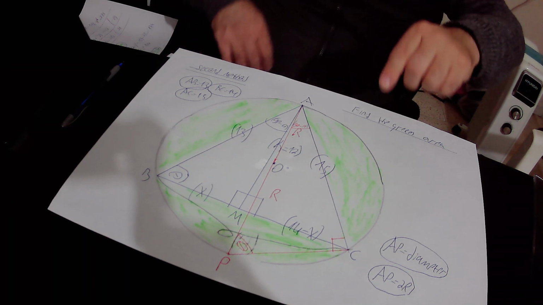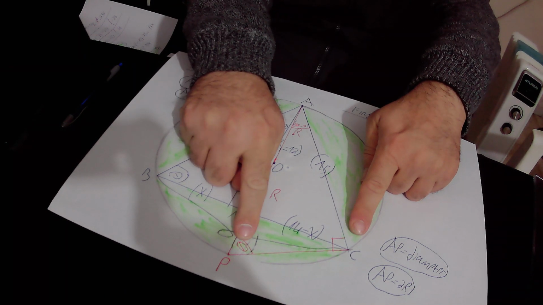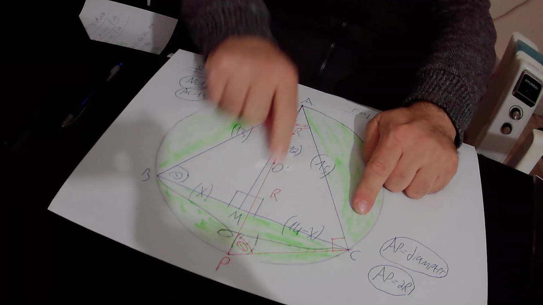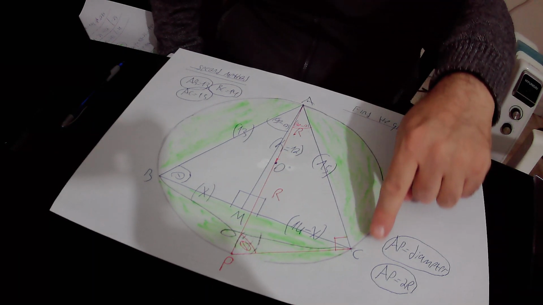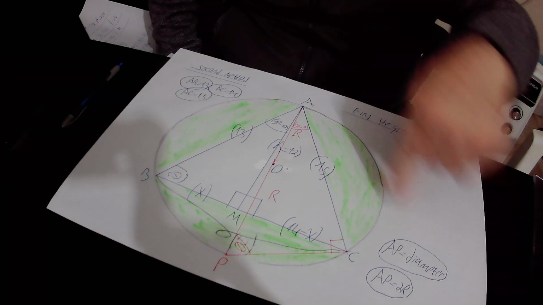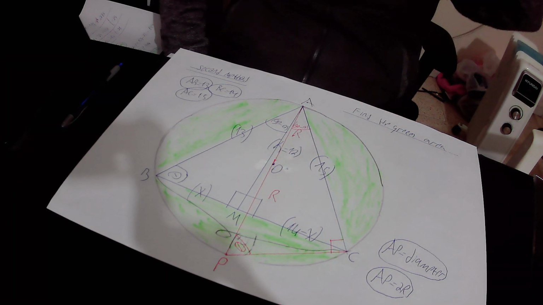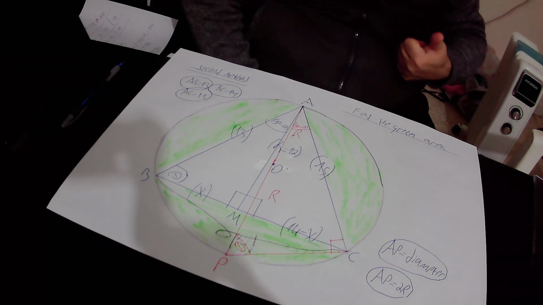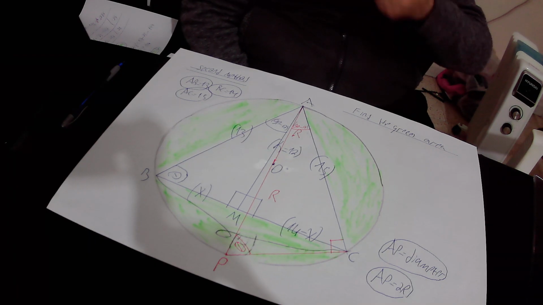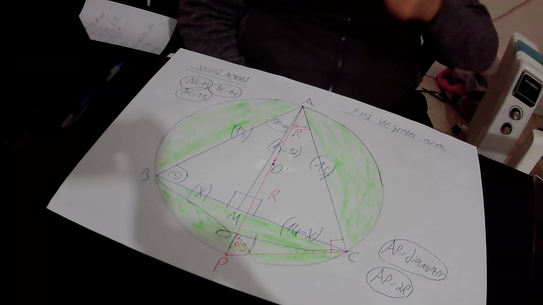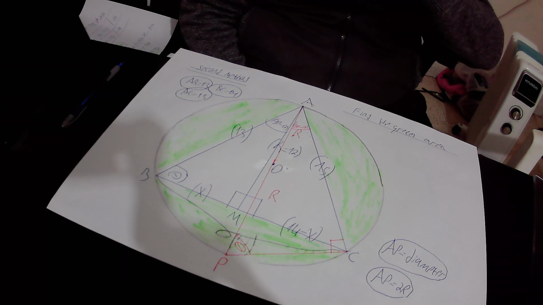In the next step, we join points P and C together by a straight line. By joining points P and C, we created the peripheral angle ACP. This peripheral angle ACP rests on AP, that is the diameter of the circle. And we have rule number 7 that states that any peripheral angle that rests on the diameter of the circle must be equal to 90 degrees.